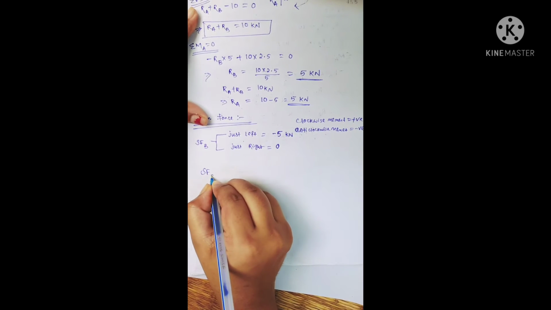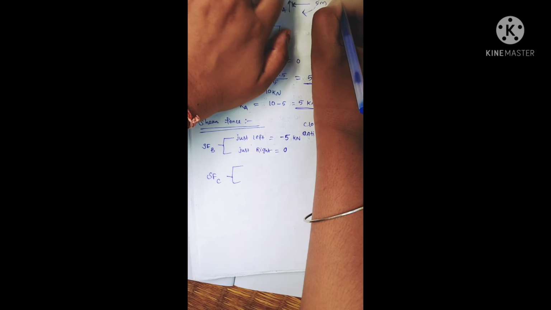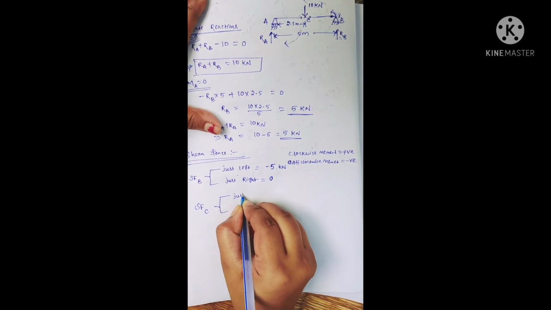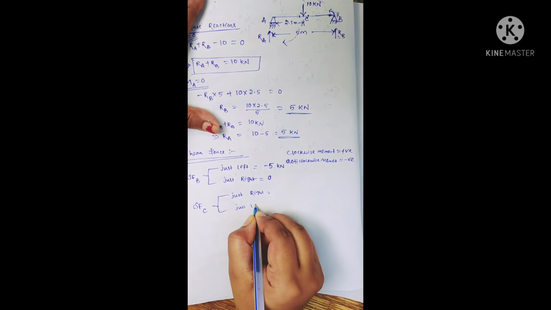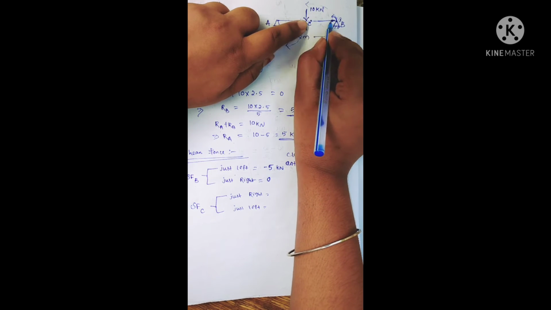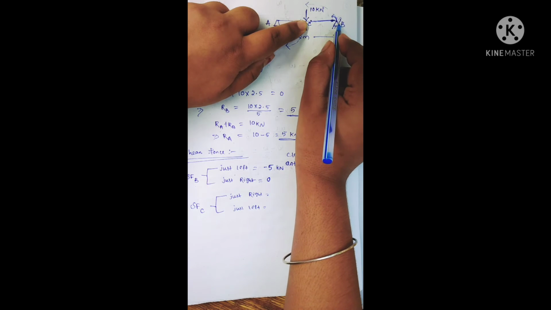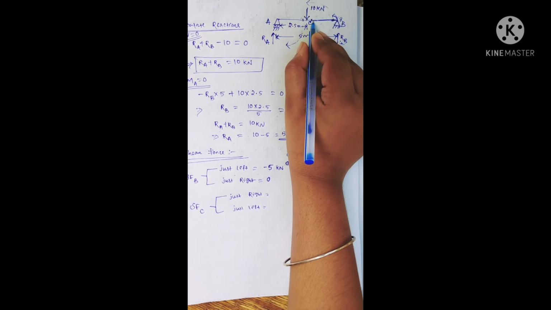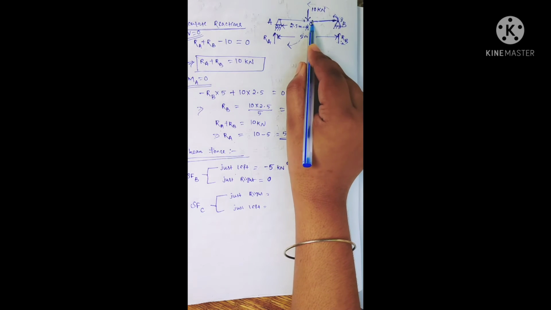Shear force at C: just right means this point, and just left means this point. In this beam there is no further loading besides RB, so from that point only this force will act. So at this point, what will be the shear force?